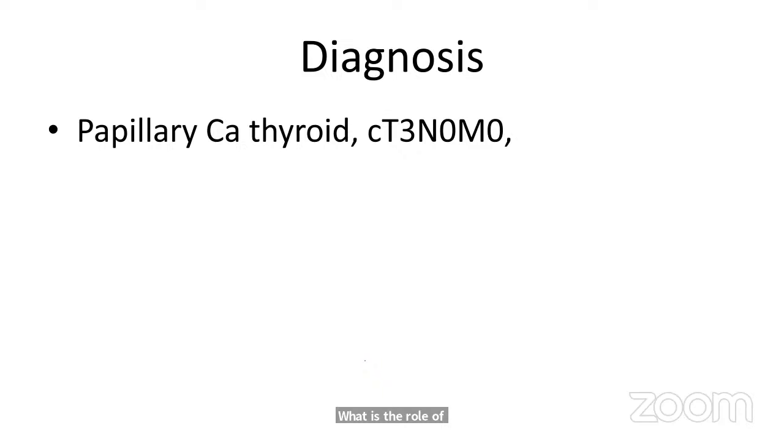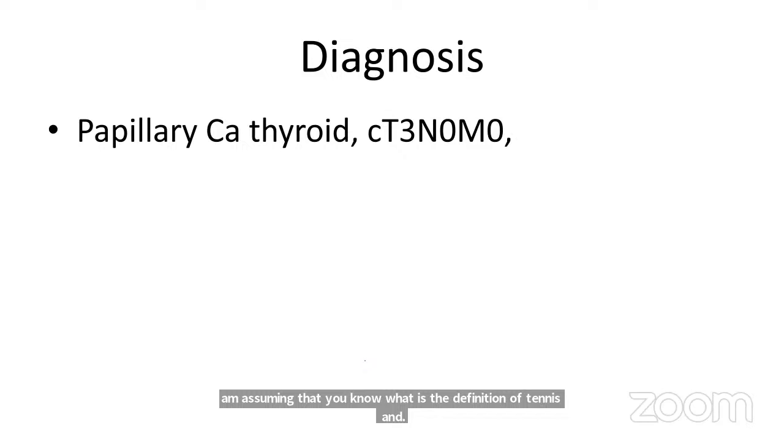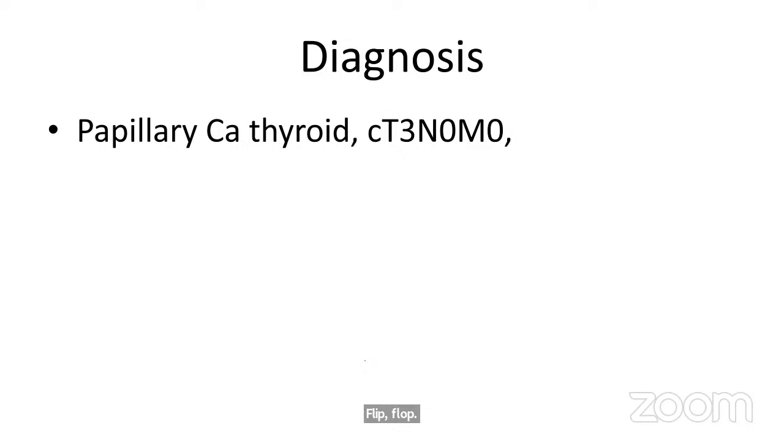I am assuming that you know the definition of Tennis syndrome and the flip-flop mechanism and all that. Yes, we have a slide on this. And also refractory carcinoma thyroid. I mean, there are four definitions of refractory carcinoma thyroid also. So all of those you should be knowing. You can go and read. Yeah, refractory and Tennis syndrome you need to know. Correct, ma'am, thank you.